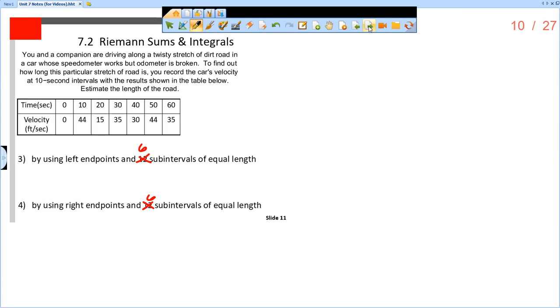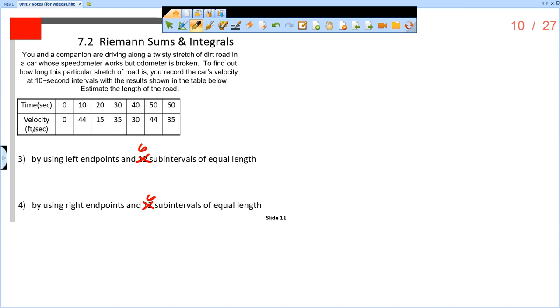All right, now slide 11. We're going to do basically the same thing now. It says you and a companion are driving along a twisty stretch of dirt road in a car whose speedometer works, but odometer is broken. To find out how long this particular stretch of road is, you record the car's velocity at 10-second intervals, right? So 0, 10, 20, 30, 40, 50, 60. With the results shown in the table.